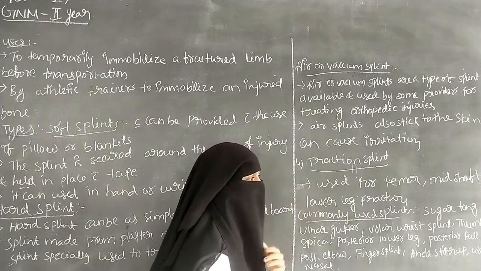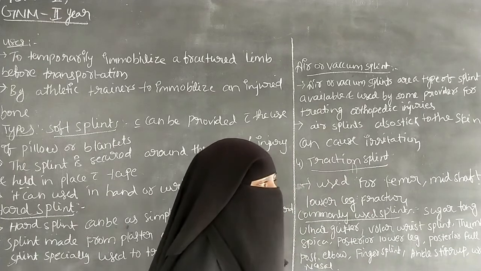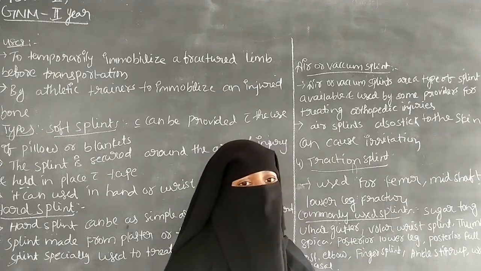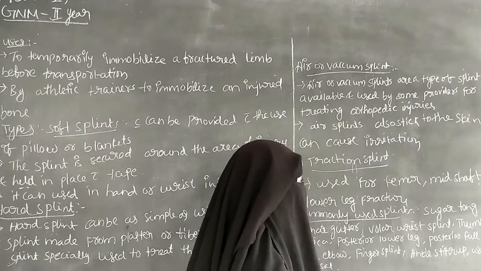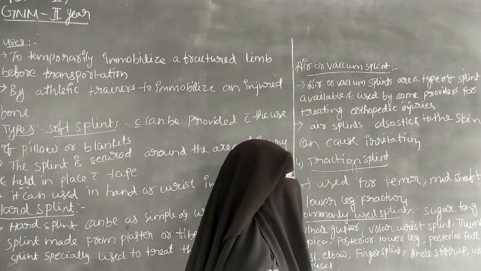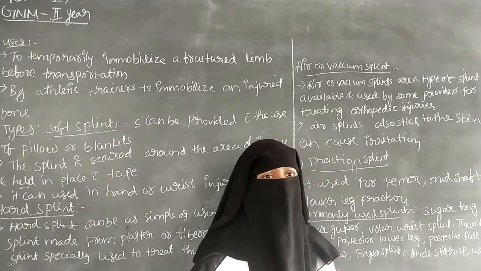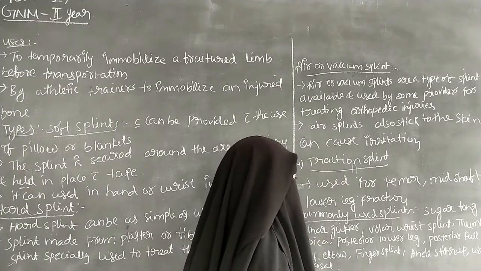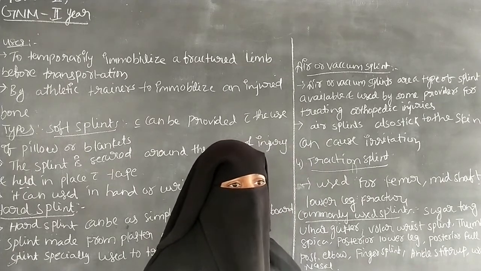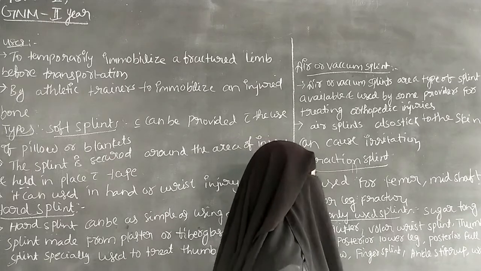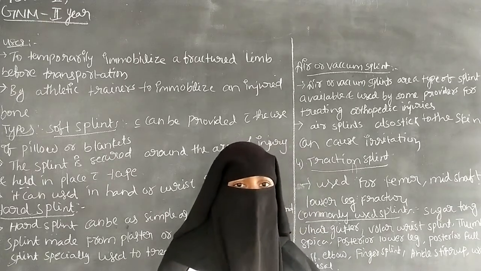Next one is the traction splint. The traction splint supports the affected limb or the damaged joint. It is mostly used in femur injuries and mid shaft lower leg fractures. So in lower leg fractures and femur fractures, the traction splint is mostly used.